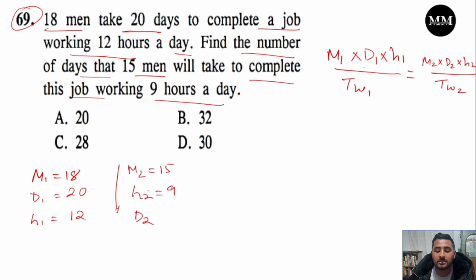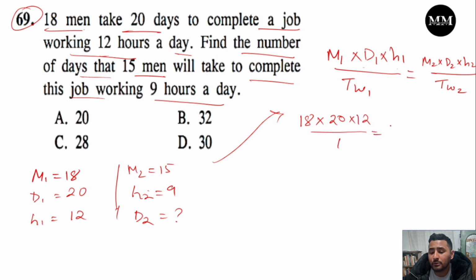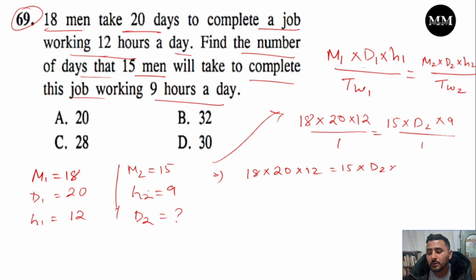They are asking how many days, so D2 we don't know. Let's put it in. M1 we know it's 18 into D1 we know it's 20. H1 is 12. The total work is not given, so write 1 equal M2 is 15. D2 we don't know, hours is 9, H2 is 9 by 1. If you multiply 1 by 1 it will be 1 only, so remaining is 18 into 20 into 12 equal 15 into D2 into 9.